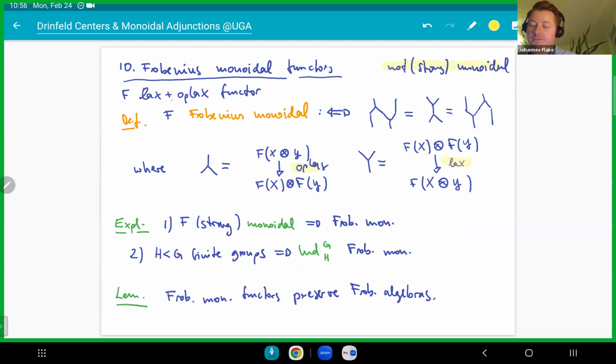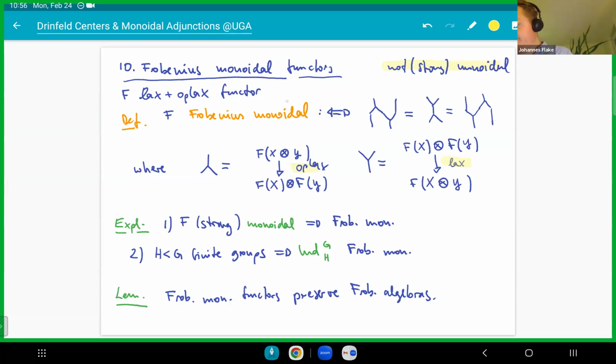So remember, we had functors, for instance, these functors that were left adjoint to a strong monoidal functor. There are both Lax and oplax functors. So in case the Lax and oplax structure are not isomorphisms, those are not strong monoidal functors, or just monoidal functors. But they can be something different, which is called a Frobenius monoidal functor.